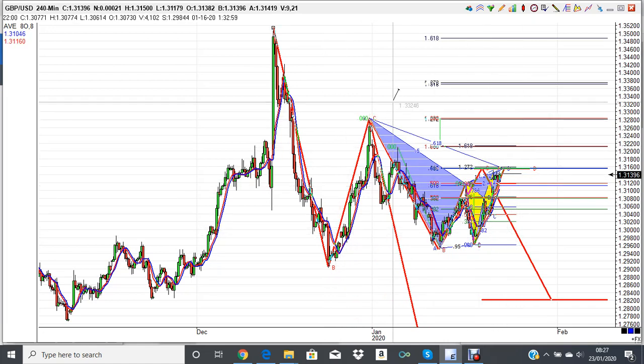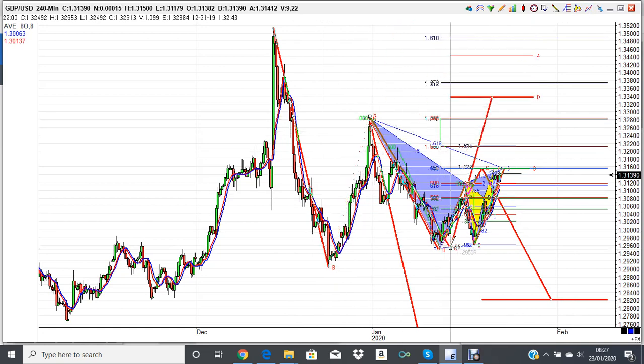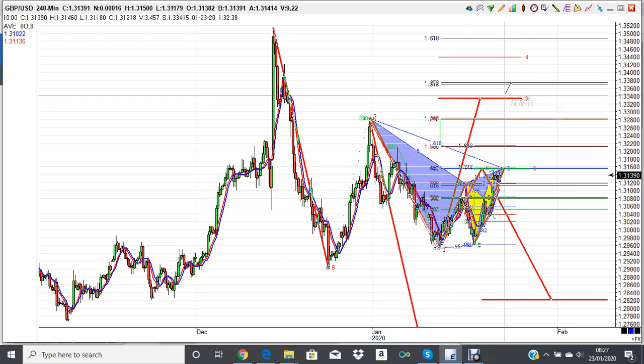And then, of course, it might fail. It could just extend a little bit up to here and then complete these patterns, meaning a little bit higher up. But if it fails completely, you look at an A, B, C, D to the upside. That'd bring you in somewhere into this area. So you won't have to risk very much on this as a seller.